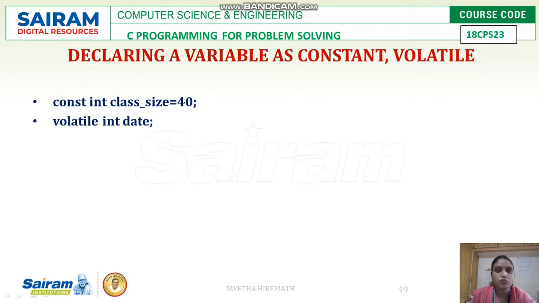If we want to make it volatile, it means it should keep on changing. For example, the date will not be the same, it changes daily. So those types of variables can be made volatile, or we can explicitly give the keyword volatile to tell that this value keeps on changing. So this is about declaring a variable as constant and volatile, and assigning values to the variables.